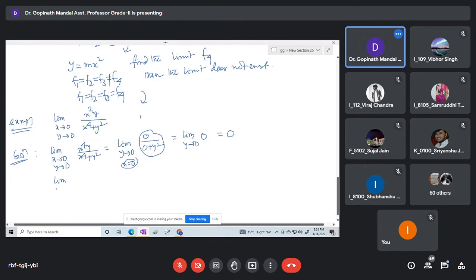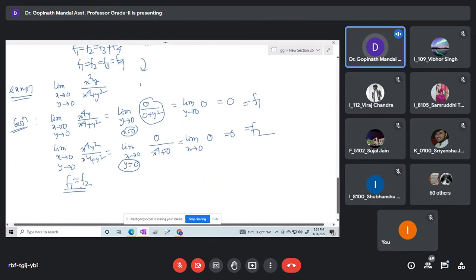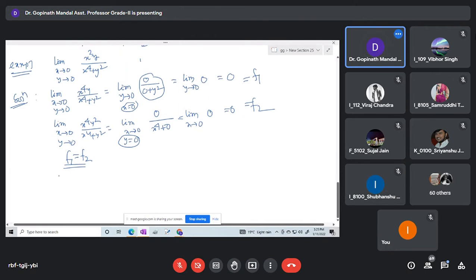Second case, put y equal to 0. So this will be 0 by x to the power 4 plus 0, that means the limit as x tends to 0 is also 0. So this is f1 and this is f2. Both are equal, f1 equal to f2. Now put y equal to mx, that means we find the limit.